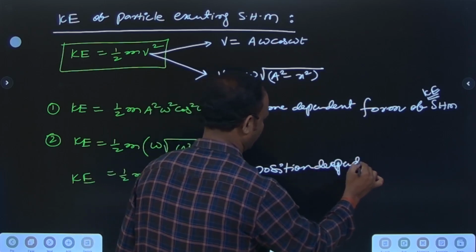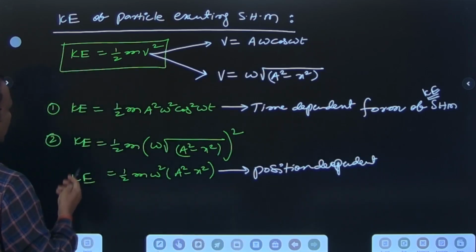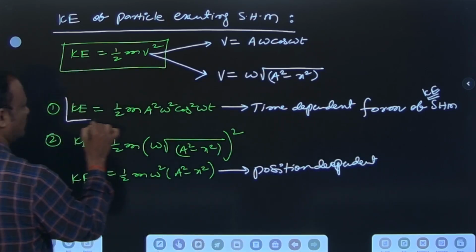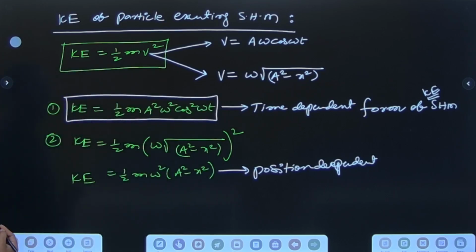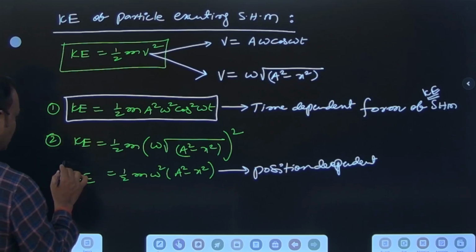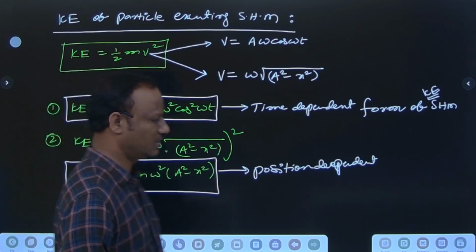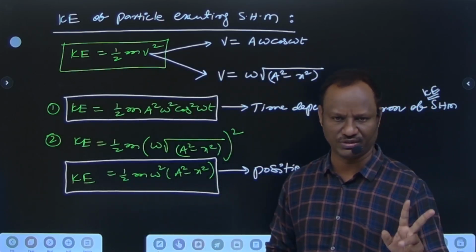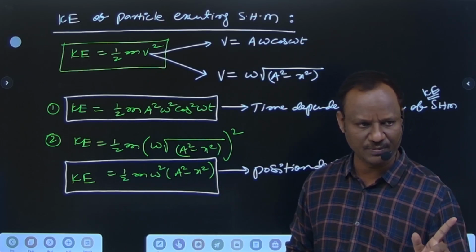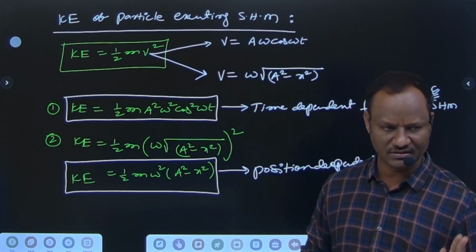So in the position dependent form, we have the conditions. First one is the kinetic energy K is equal to half m a square omega square cos square omega t. Next, kinetic energy is half m omega square times a square minus x square. So I have been talking only about two things: position dependent and time dependent. Where it is maximum and where it is minimum.